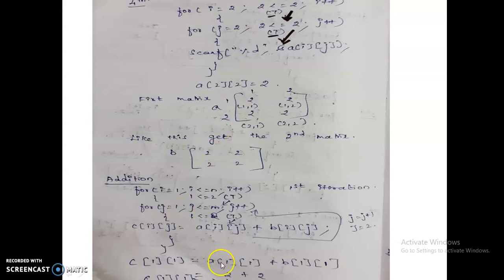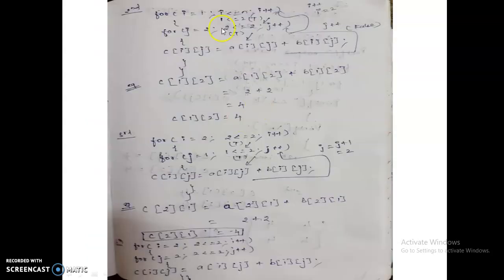Okay, so this is the A matrix, this is the B matrix. The value here is 2, the value here in the second matrix is also 2. So A of 1 1 and B of 1 1 are added. The 4 is stored in C of 1 1. So this is the result stored in the first row, first column of the output matrix.